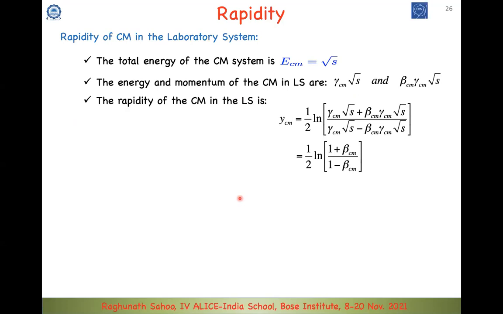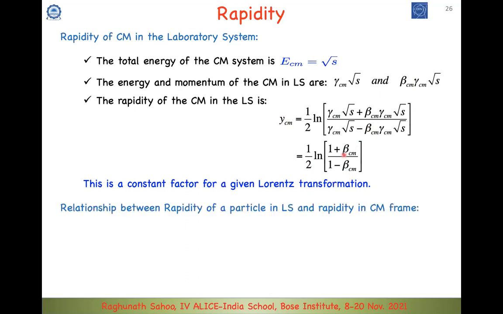Now the rapidity of the center of mass in the laboratory frame: if I go on defining, Y center of mass will be in the same formula, rewritten with gamma center of mass and beta center of mass. From the original definition, you can write all these things. After cancelling out, you will find Y center of mass is nothing but half of log of (1 plus beta CM) divided by (1 minus beta CM). This is a constant factor, because beta CM is a constant for a given energy.